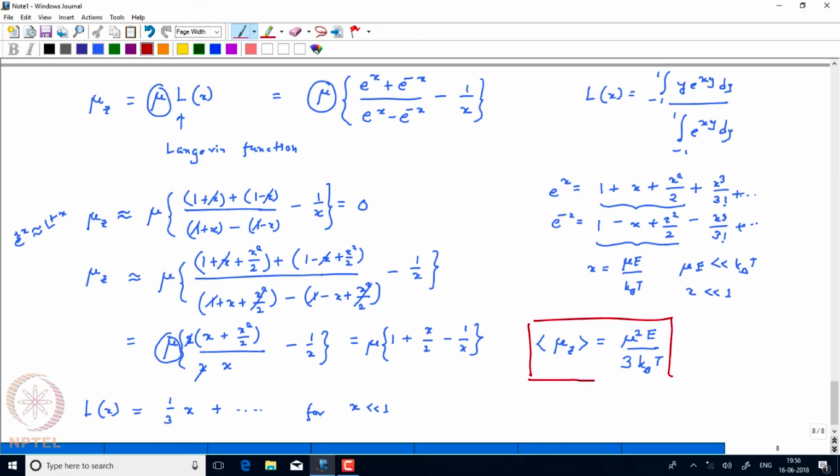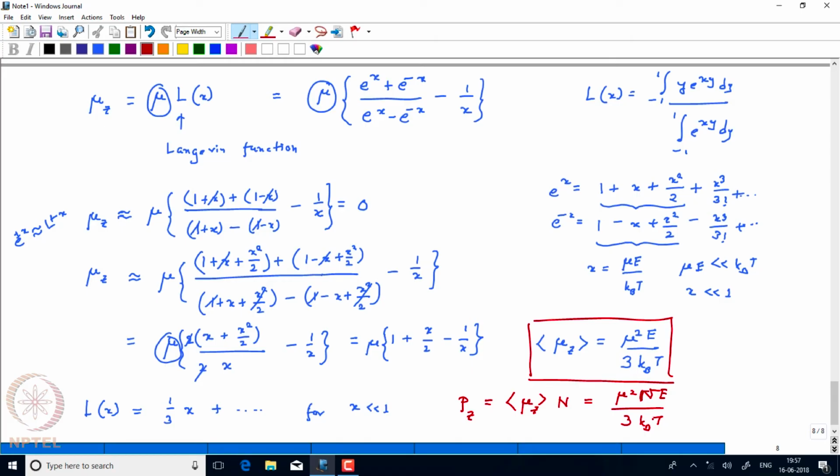So, thus we see that the average value of the dipole moment, the z component of the dipole moment, is mu square E by 3 kBT. Then you can readily understand what will be the value of the macroscopic polarization, because the macroscopic polarization along, say, the z axis will be nothing but this average value times the number density, which will be nothing but mu square N E divided by 3 kBT. So, that is how we can show what will be the value of the macroscopic dipole moment.